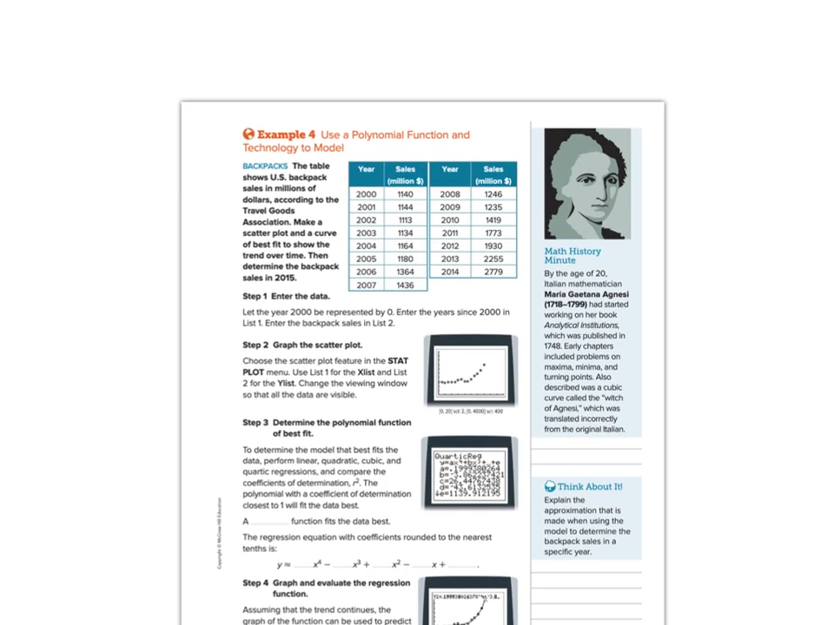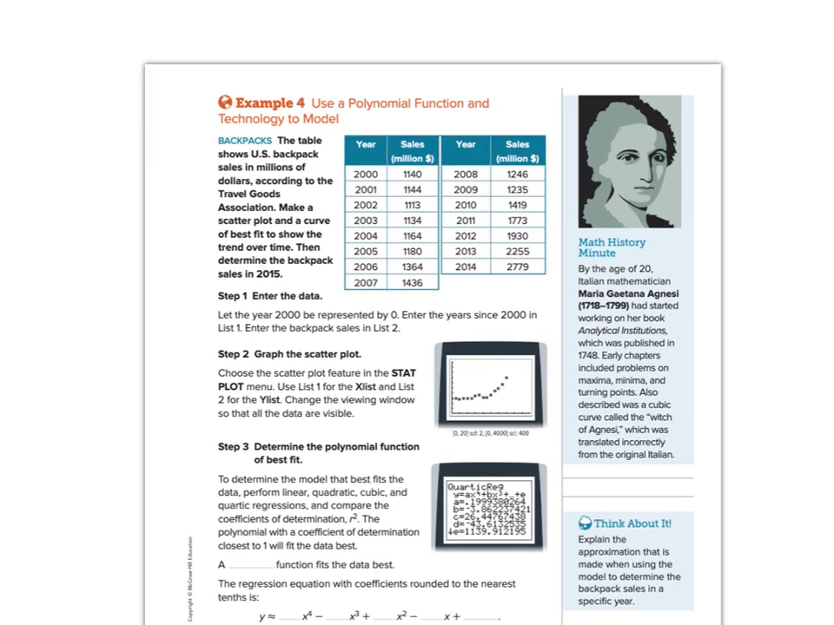Okay, now here I will say when we can create a polynomial function, this is a little bit more challenging, but the calculator will do most of the work for us. Use the polynomial function and technology to model. The table shows U.S. backpack sales in millions of dollars according to the Travel Goods Association. Make a scatter plot, a curve of best fit, and show the trend line over time. Then determine the backpack sales in 2015. Okay, so enter the data into list 1, list 2 in our calculators. This would be list 1, list 2.